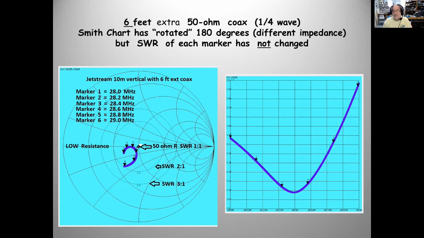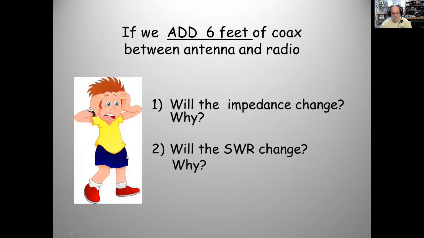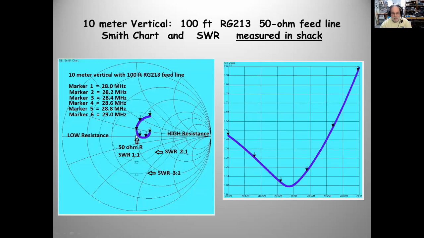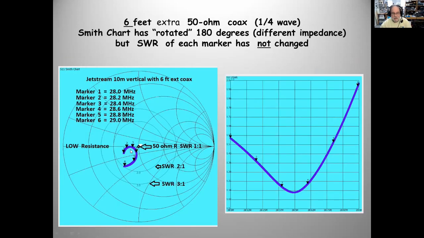Oh! So by adding 6 feet, what did I do? I added a quarter wavelength on 10 meters. Give or take a little. A quarter wavelength. Look what I did. Look at the Smith chart. Here it is, a figure 6. The closest is still 0.3 to 0.4, pretty close. But I flipped this. My Smith chart has rotated 180 degrees. Whoa! So did my impedance change as I measure it in the shack? Absolutely. Why does the impedance change by adding 6 feet of coax, but the SWR does not?